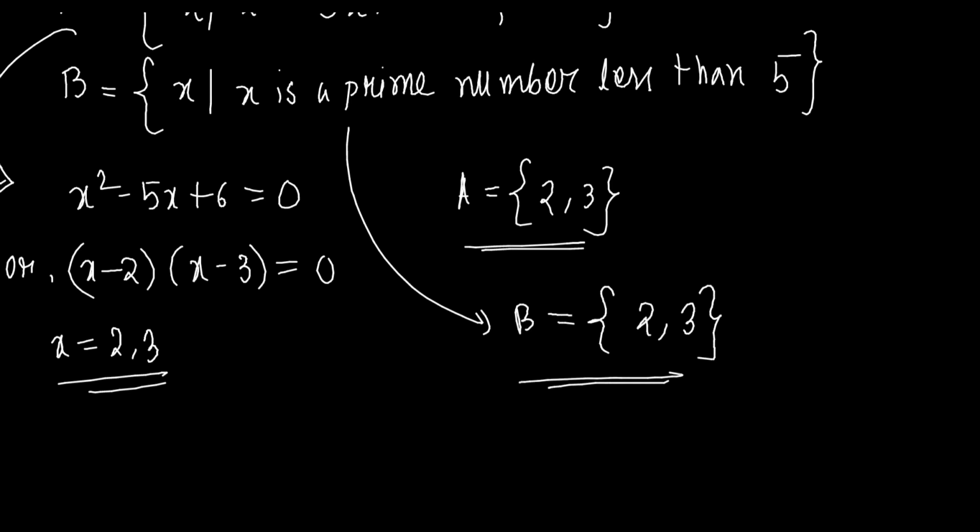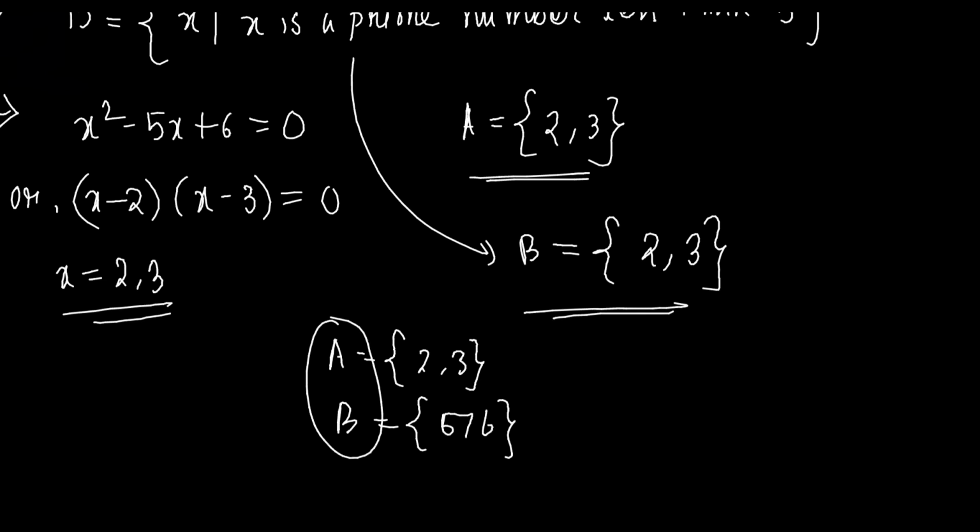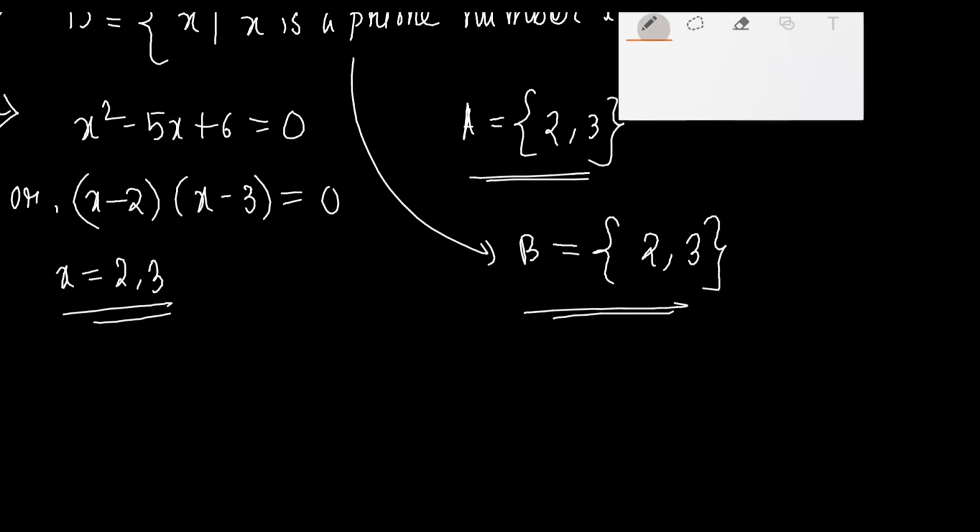So you can carefully see that sets A and B are exactly identical, exactly the same. Why? Because the number of elements in set A is 2 and the number of elements in set B is also 2. Suppose A has 2, 3 and B has 5, 6, then we will say that these two sets are equivalent, because the number of elements in these two sets is the same, but the elements are not the same.